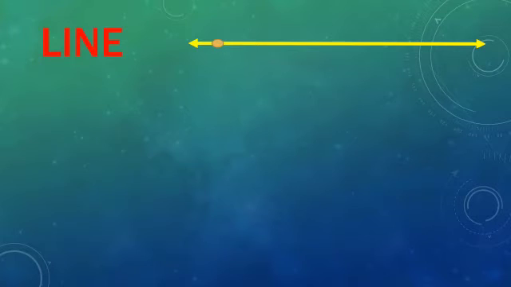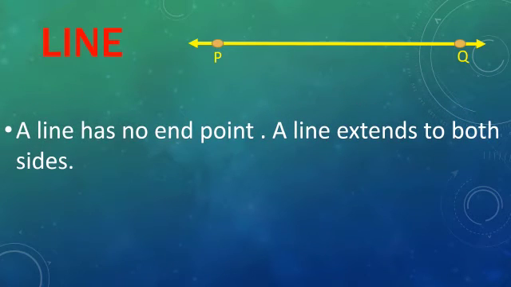What is a line? Let's see. A line has no endpoints. A line can extend to both the sides. Line means it does not have any end point. Okay. You can see in the figure at the end both arrow marks are there. So these arrows indicate that you can go ahead. There is no limit. There are no limits. Okay.